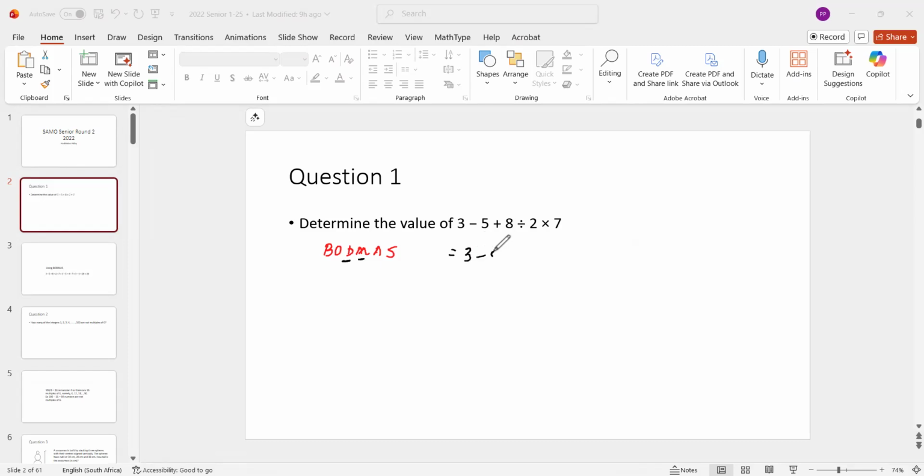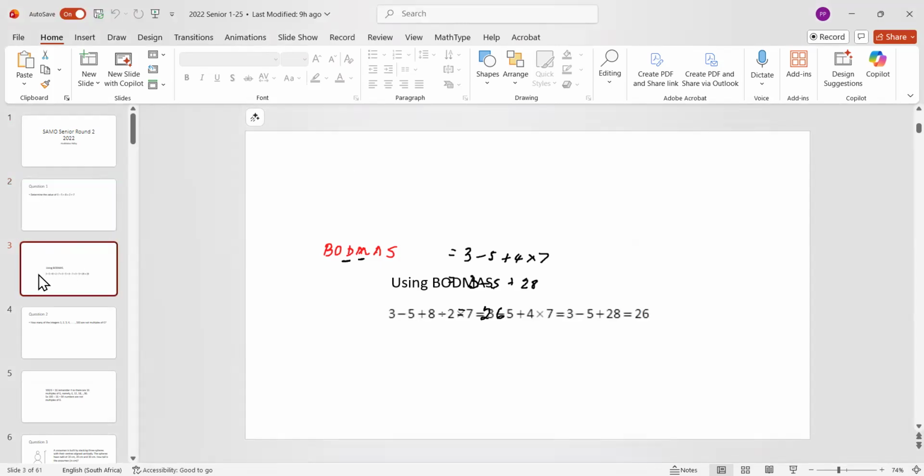So therefore you divide first, 8 divided by 2, then multiplication, so it's 3 minus 5, 4 times 7 is 28. 26. Okay, that's a very simple start. So, not much mathematics. It's just testing to see whether you remember this rule.